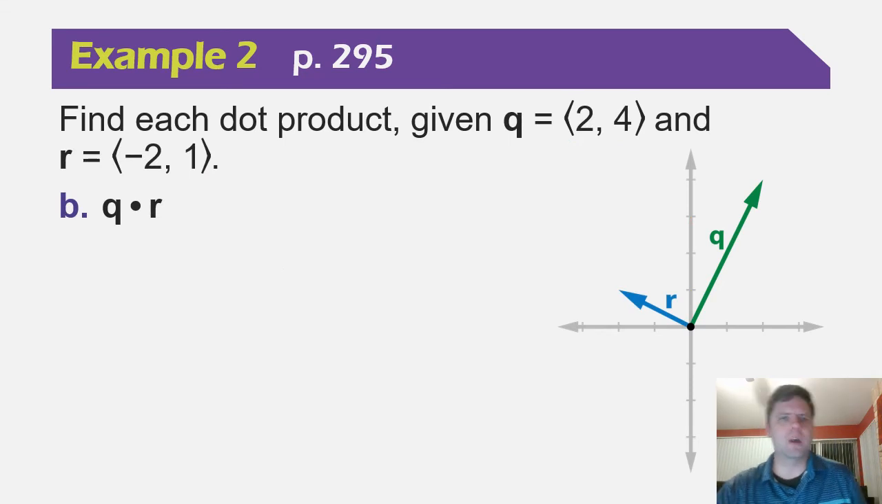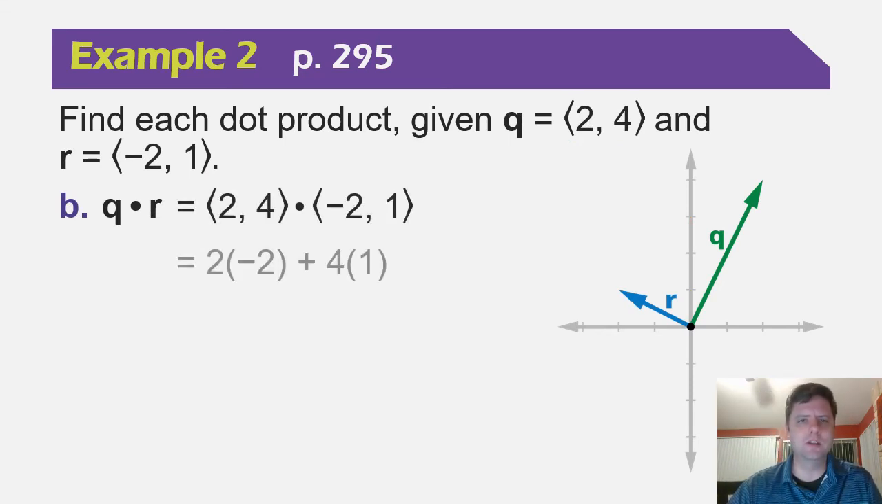Or how about this one? (2, 4) and (-2, 1). Well, we multiply the x's together, 2 times negative 2. And we multiply the y's together, 4 times 1. So it's negative 4 plus 4 equals 0.